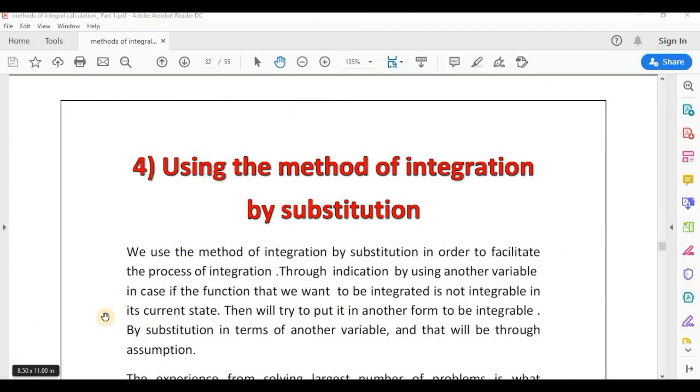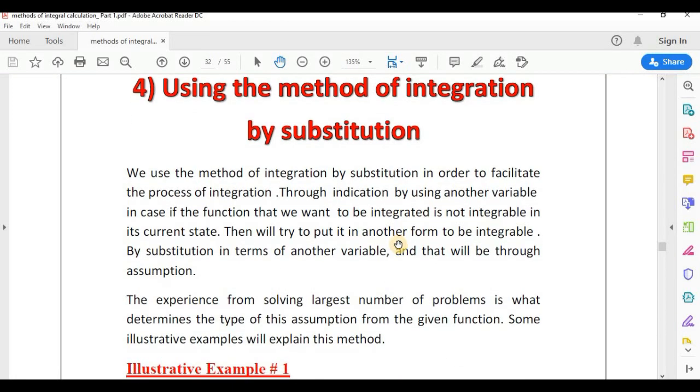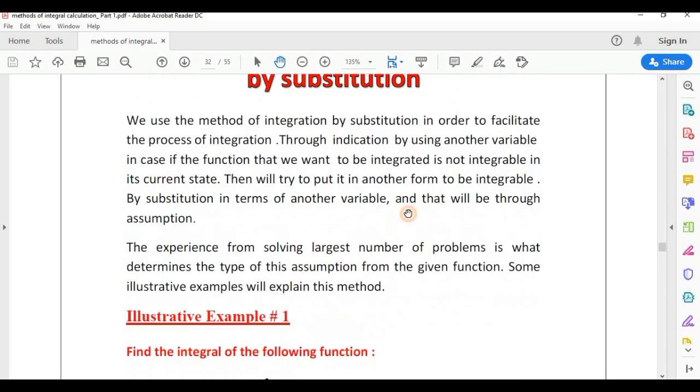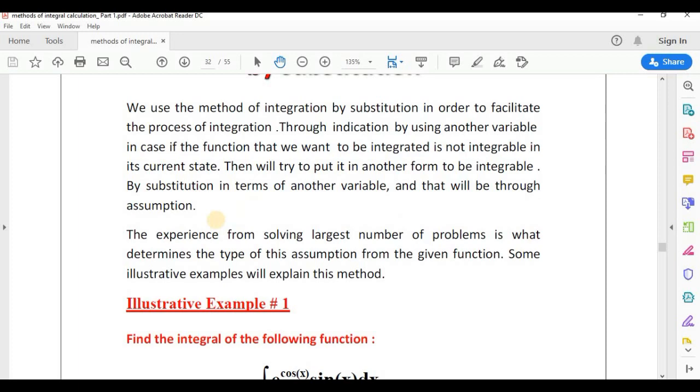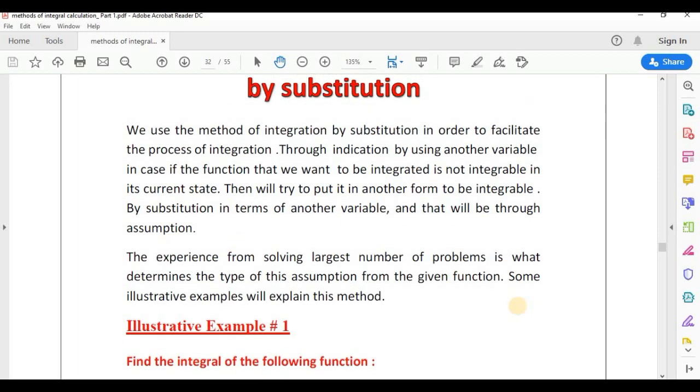If we have a function that we want to integrate, and this function is not integrable in its current state, then what will we do? We will try to put this function in another form to make it easy to integrate. How will we do that? By using substitution, and this will be done through assumption. Let's see an illustrative example to clarify this topic.